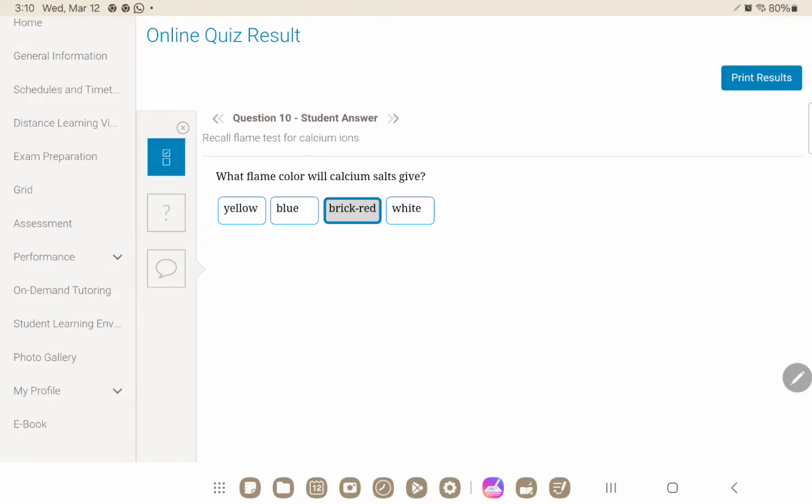Calcium obviously gives brick red. Memorize the flame tests, they're in the notes.